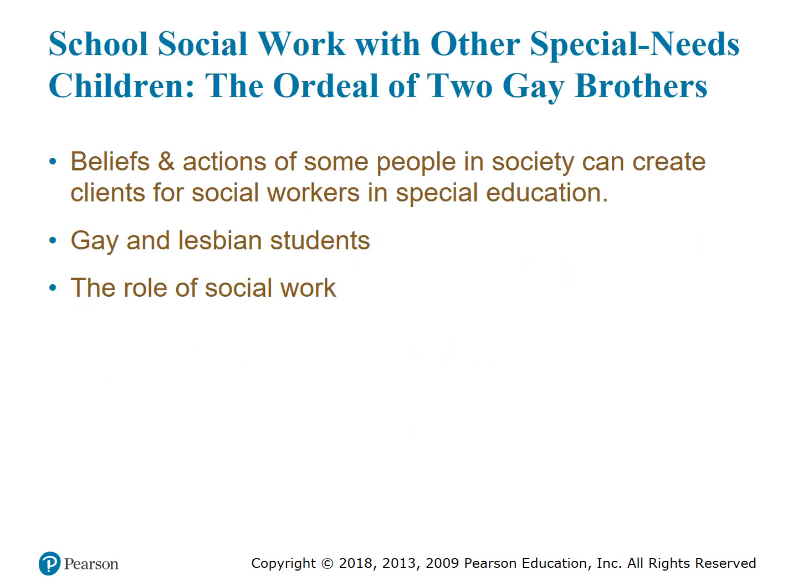So school social workers work with other special needs children. So this is the ordeal of the 2K brothers. Please read this in your book, but these bullet points are very good. The beliefs and actions of some people in society can create clients for social workers in special education. That's very true. And these can be gay and lesbian students. So we need to have our value and our diversity and be very alert to this and see how these people might be at need.